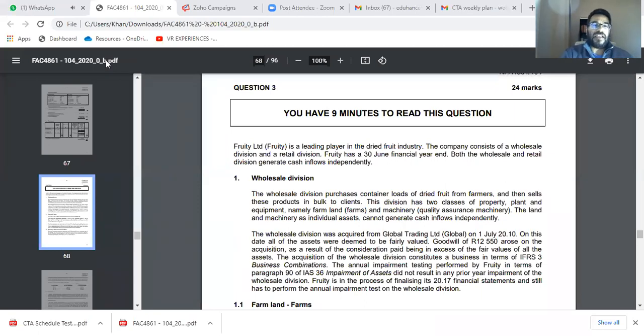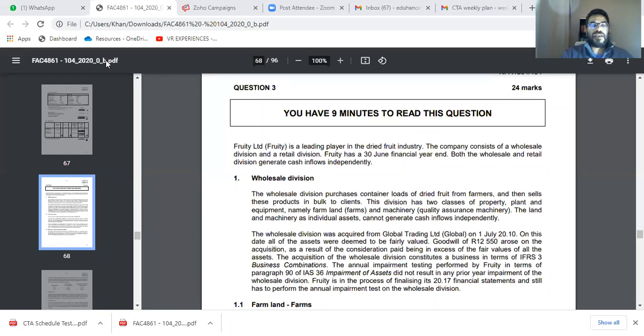So for CTA level 1, FAC 4861, you need to cover PPE, intangible assets, and impairment. For CTA level 2, FAC 4863, you must know PPE, intangible assets, impairment, investment property, and some more other stuff. I can't remember, I think borrowing costs and so forth. Okay, so just be aware of that.